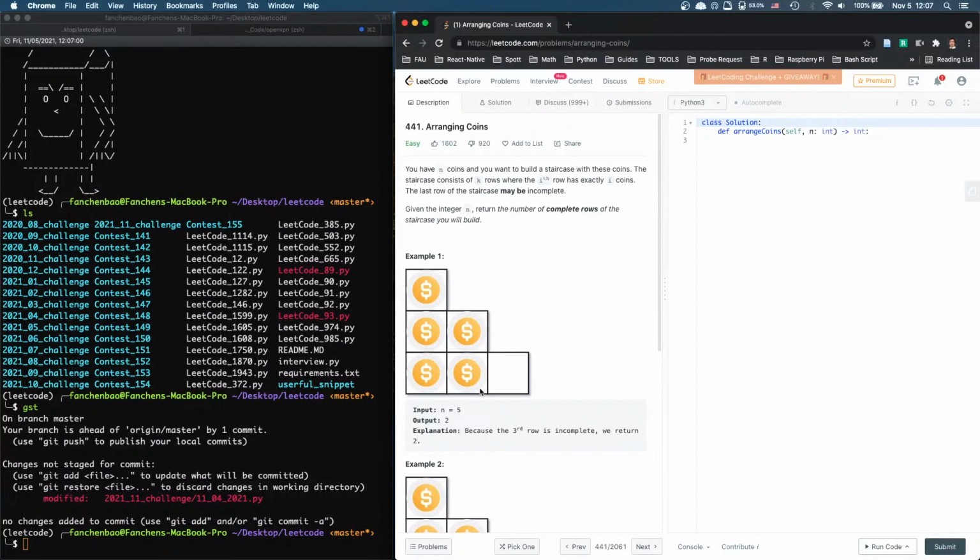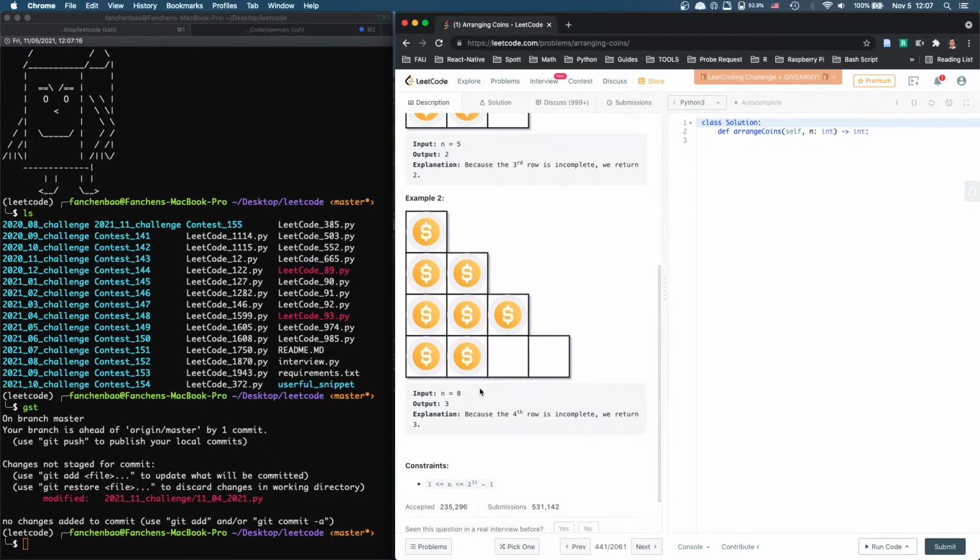Let's try the first one. We take the integer of that. So we take square root of 1 plus 8 times 5, right? Minus 1, divided by 2. We take the integer, that is 2. The second one, again, square root of 1 plus 8 times 8, right? Then minus 1 divided by 2. Take the integer, that's a 3.